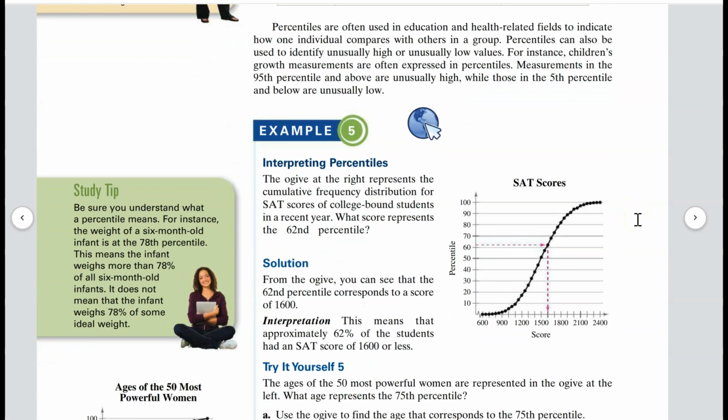Percentiles are often used in education and health-related fields to indicate how one individual compares with others in a group. Percentiles can also be used to identify unusually high or unusually low values. For instance, children's growth measurements are often expressed in percentiles. Measurements in the 95th percentile and above are unusually high, while those in the 5th percentile and below are unusually low. All right, interpreting percentiles.